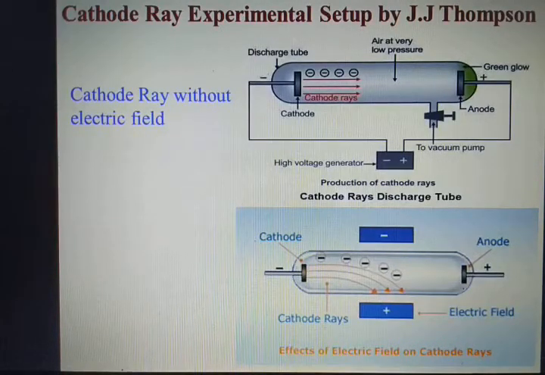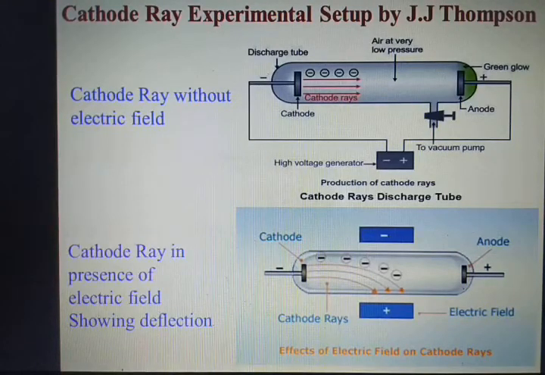When he brought a positively charged plate near the cathode ray discharge tube, along with the negatively charged plate which is also present, the rays started to get deflected. It started to get attracted towards the positively charged plate. A deflection towards the positively charged plate.